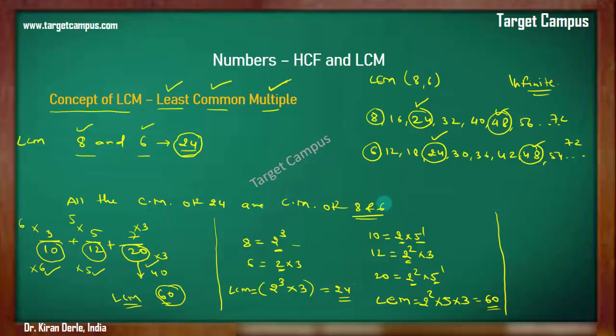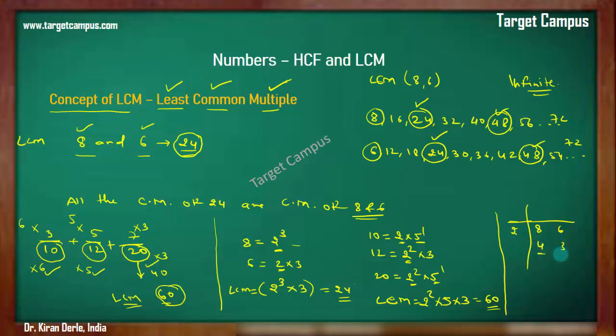The other method, the last method, is factorization or division method. So what is that? Suppose 8 and 6. What is the first common multiple you can see? It is 2. So 2 can divide this also. So this becomes 4 and this becomes 3.